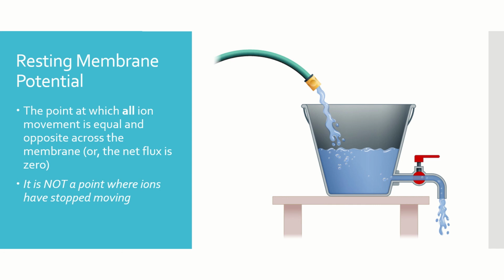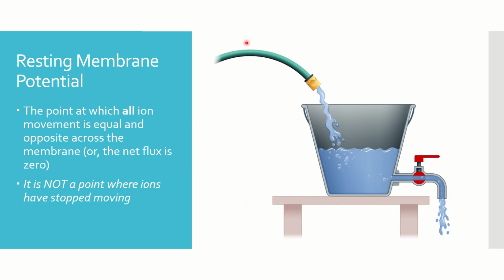Moving on to what we call the resting membrane potential. This is taking all the information we've talked about so far and consolidating it into one big number. The resting membrane potential is the point at which all ion movement is equal and opposite across the membrane. So we don't have any more ions moving in one direction than the other. This is not, however, a point where ions have stopped moving. Because of Brownian motion, we see them constantly moving across the membrane. It's just that there's no net movement.